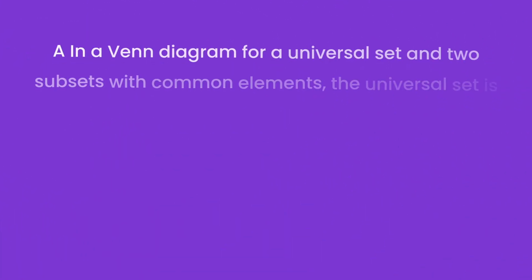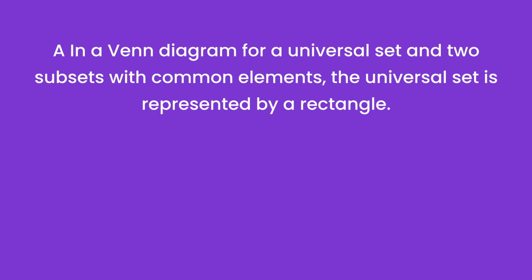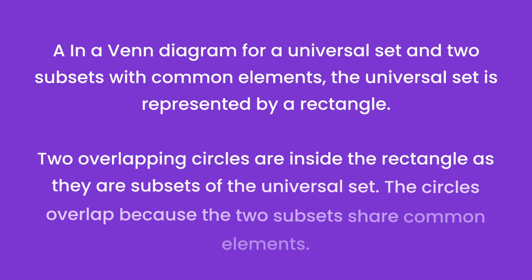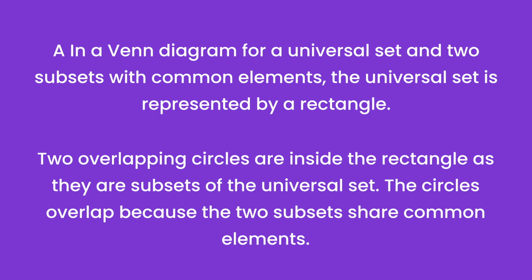In a Venn diagram for a universal set and two subsets with common elements, the universal set is represented by a rectangle. Two overlapping circles are inside the rectangle, as they are subsets of the universal set. The circles overlap because the two subsets share common elements.